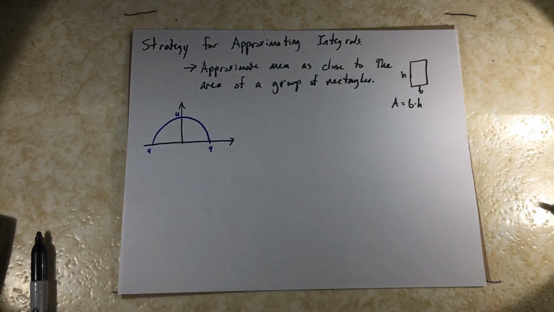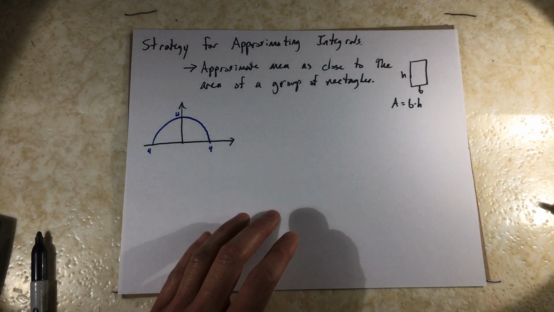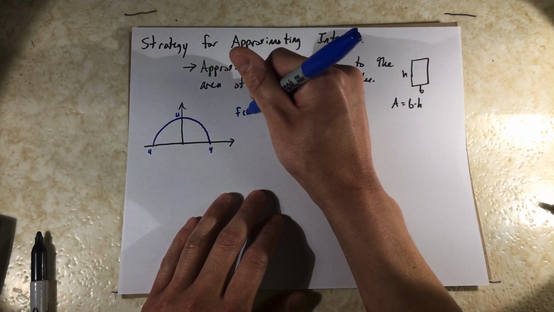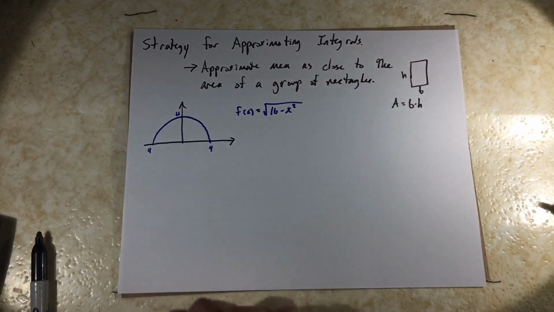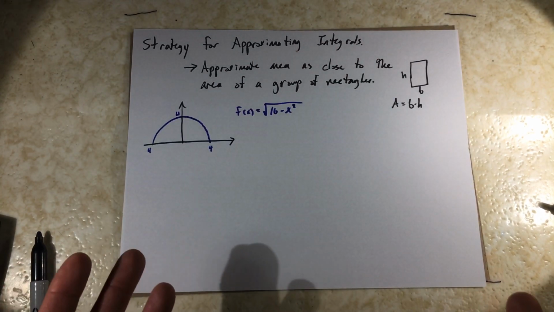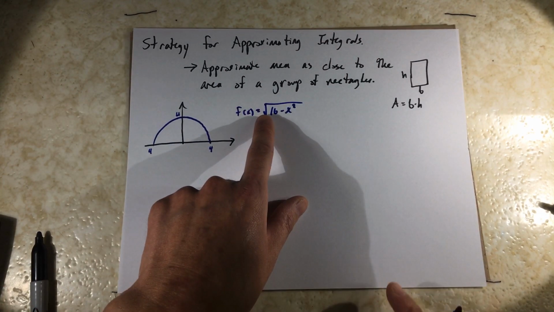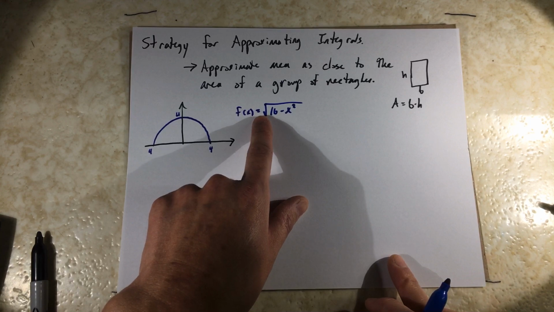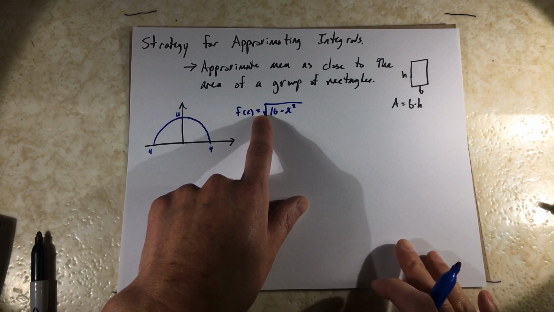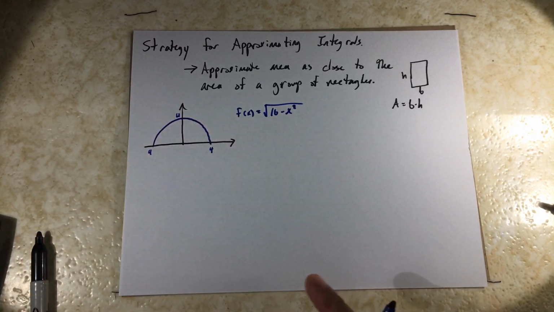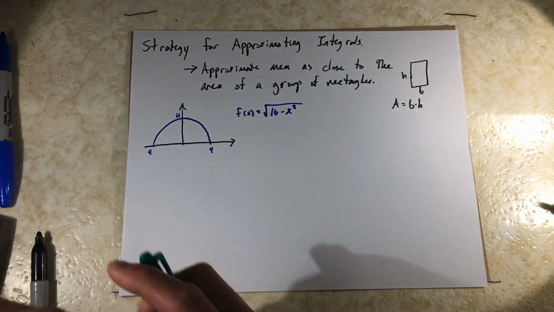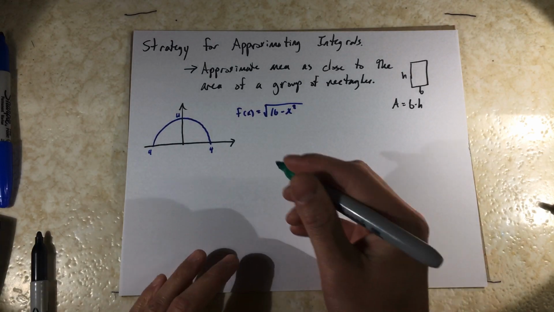So it has a radius 4, and the equation for this is f of x equals square root of 16 minus x squared. Okay, so that's the equation for this. There's no plus or minus here, and the reason is because we're only looking at the positive values, which is the top half of the circle. So we have the semicircle, and we want to figure out the area from 0 to 4.